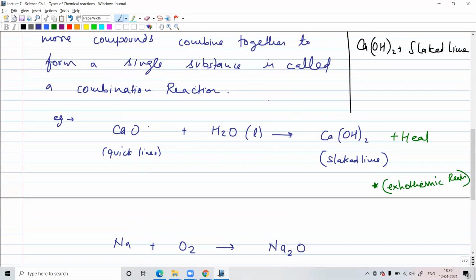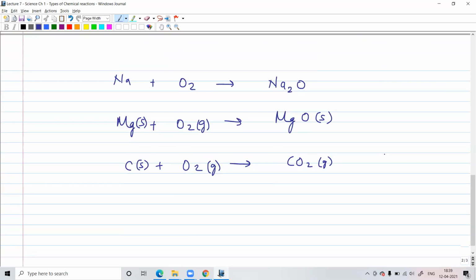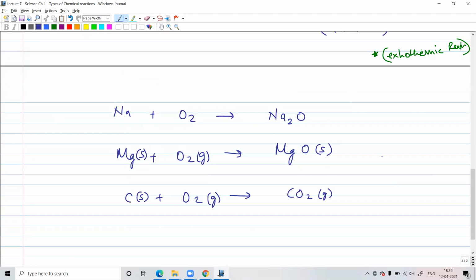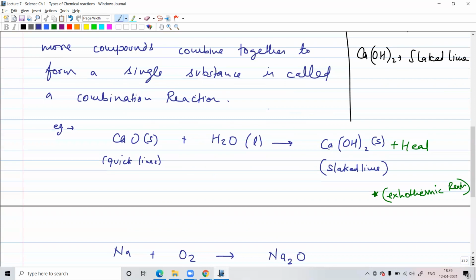Sir, tell me. Sir, for calcium hydroxide, how do we call that, OH bracket 2? To read it, you just read it as CaOH whole 2 and you just call it calcium hydroxide. Okay.